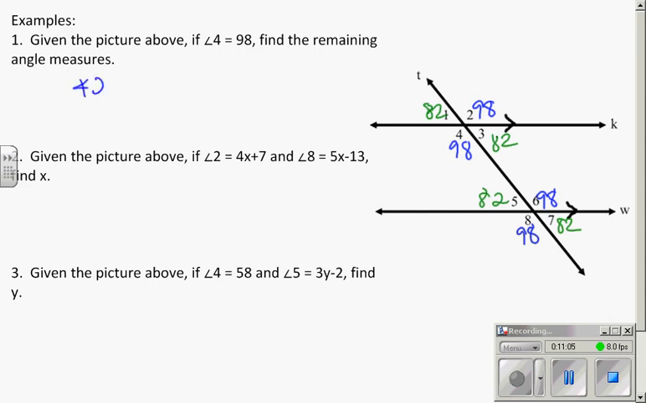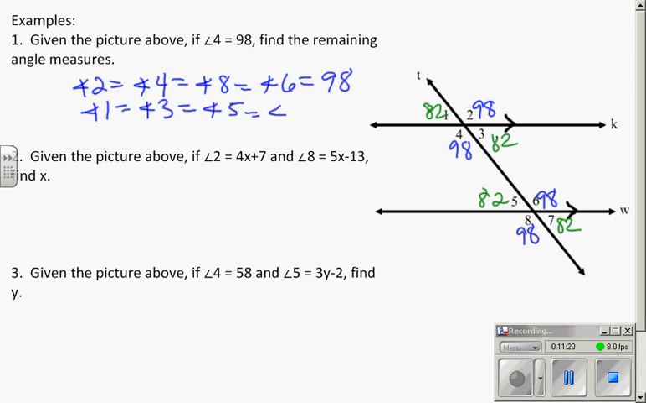So in summary, angle 2 is the same as angle 4, which is the same as angle 8, which is the same as angle 6, which is 98. And angle 1 is equal to angle 3, is equal to angle 5, is equal to angle 7, and they equal 82.